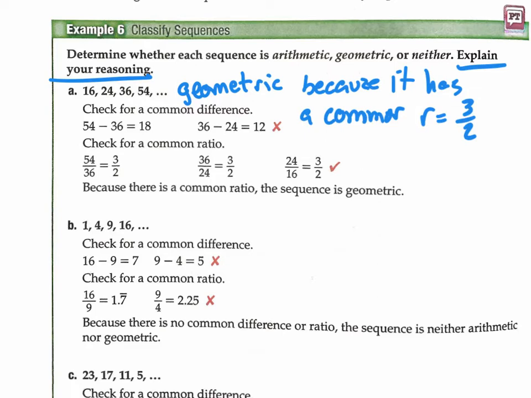This is where you would say neither. That's just a list of numbers. Who knows what kind of relationship or what kind of growth is going on right there. But it's definitely not arithmetic and it's not geometric. It's neither. And for your explanation, why not? Why is it neither? Because it has no common difference and it has no common ratio. That's exactly what they explained down there.